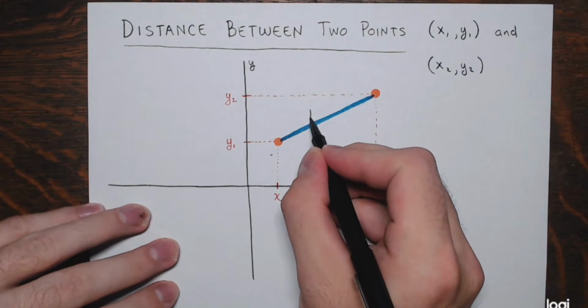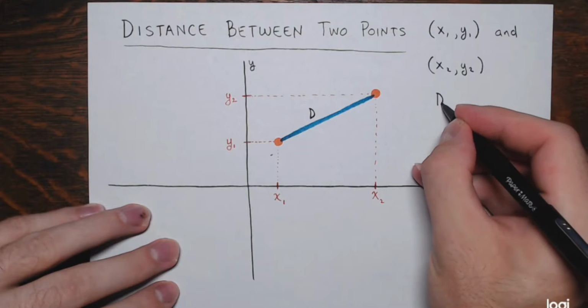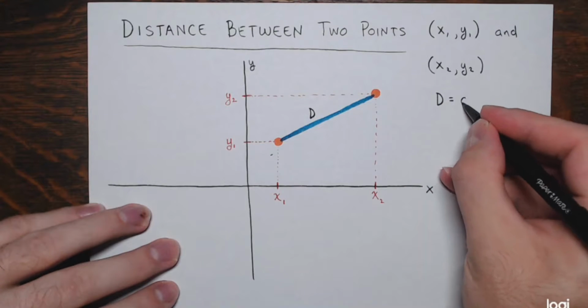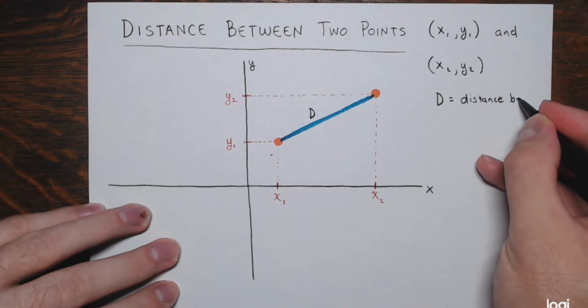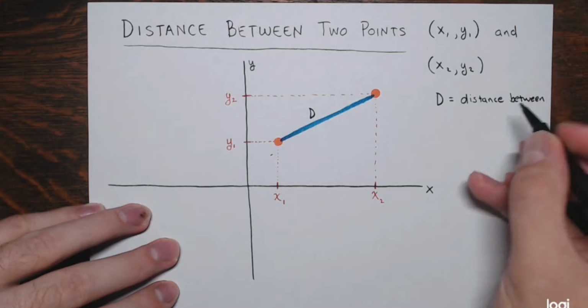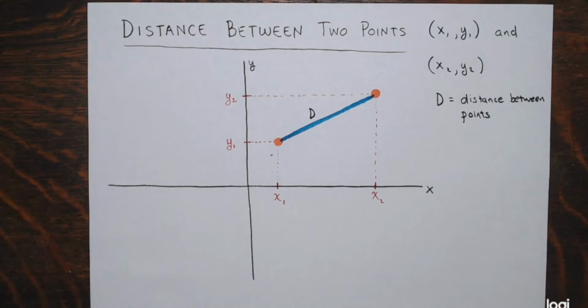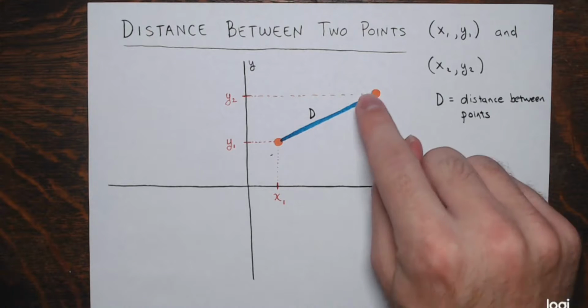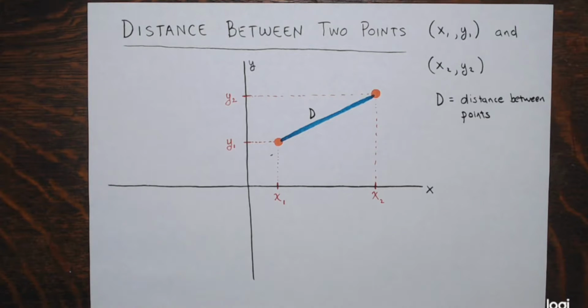So I'll call it capital D. Capital D is the distance between the points that we were given. Now, what I'm going to do is show you that to find just a generic distance between any 2 points on the xy coordinate plane, really what you're going to be using is the Pythagorean theorem.